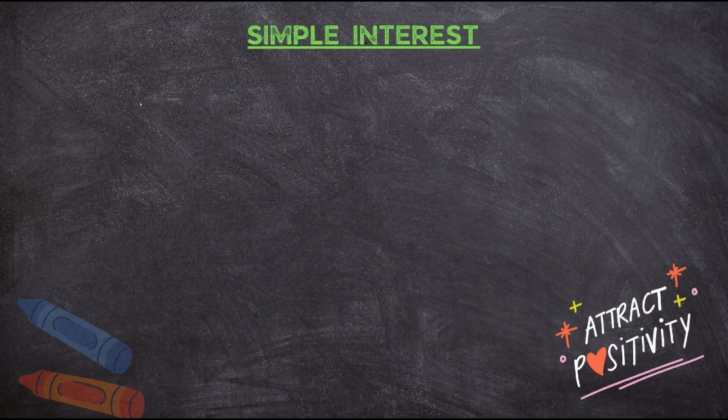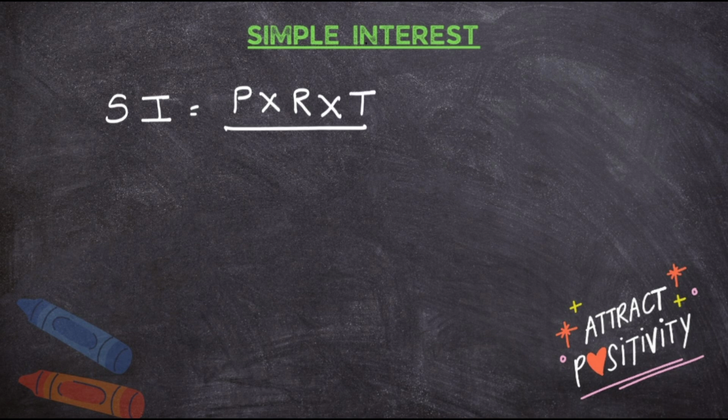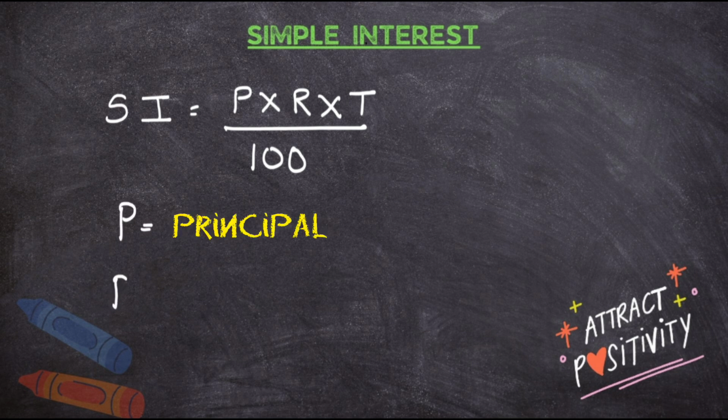The formula for finding simple interest, I'll write it as SI, is P into R into T upon 100. Now what are P, R and T? P stands for principal, R stands for rate and T stands for time. So all these details will be given to you in your question.